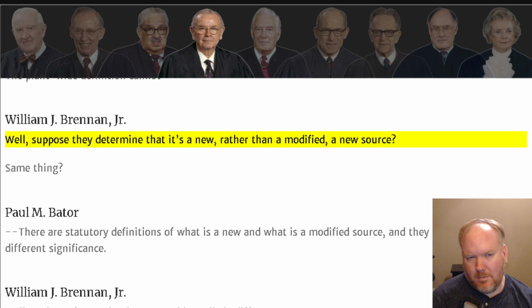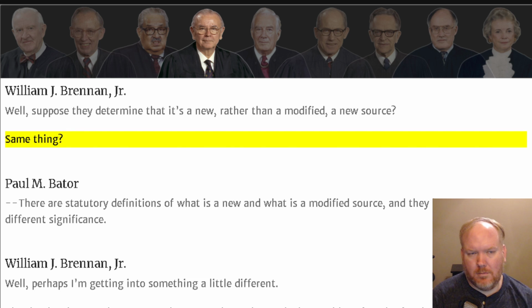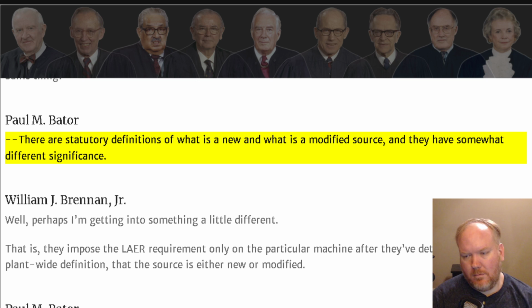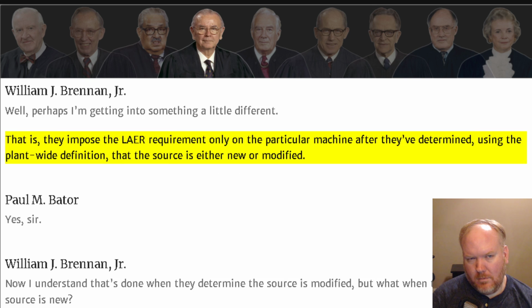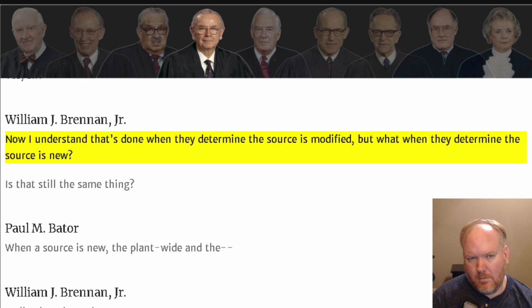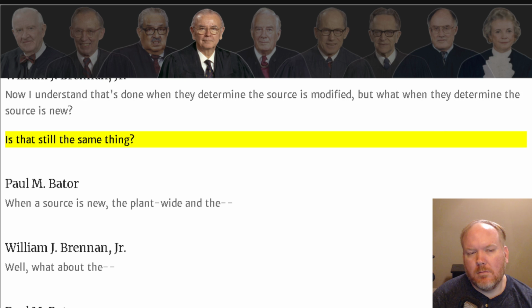Suppose they determine it's a new, rather than modified, source. Same thing? There are statutory definitions of what is a new and what is a modified source, and they have somewhat different significance. Well, perhaps I'm getting something a little different. That is, they impose the LAER requirement only on the particular machine after they've determined, using the plant-wide definition, that the source is either new or modified. Yes, sir. Now, I understand that's done when they determine the source is modified. But what when they determine the source is new? Is it still the same thing?